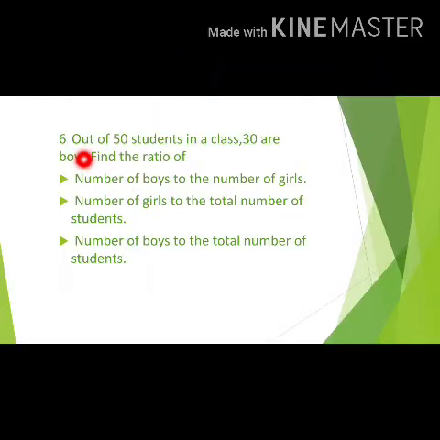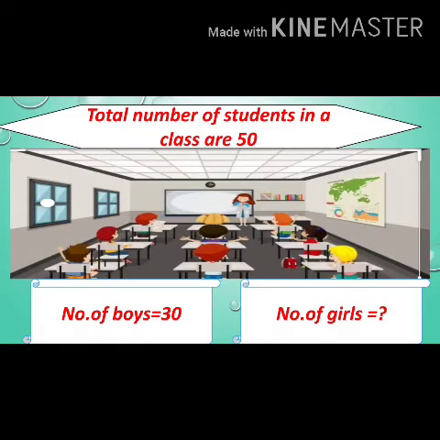Sixth question. Out of 50 students in a class, 30 are boys. Find the ratio of number of boys to the number of girls, number of girls to the total number of students, and number of boys to the total number of students. See, how many students are there in a class? The total number of students in a class is 50. Here the number of boys is given as 30. You have to find the number of girls. And next you have to find the ratio of the following 3 questions.